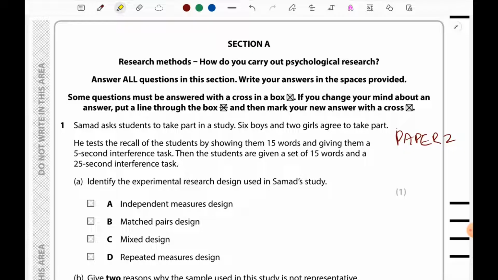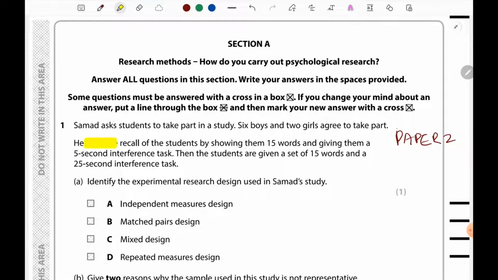Okay, so I'm beginning with question 1 in section A. I'm reading out the question first. So first tip is to read the question carefully. Samad asks students to take part in a study. 6 boys and 2 girls agree to take part.